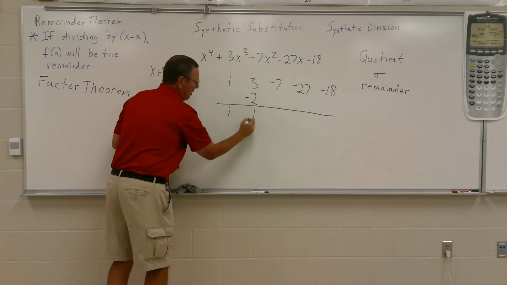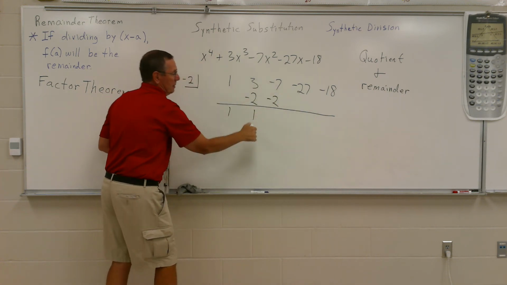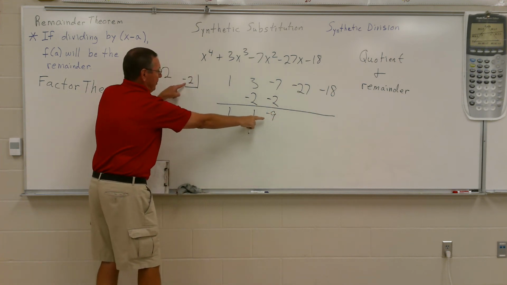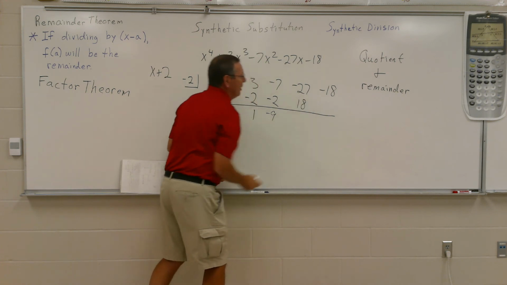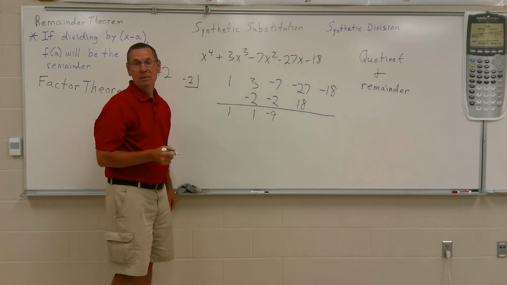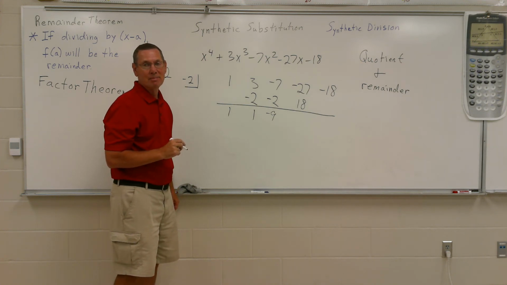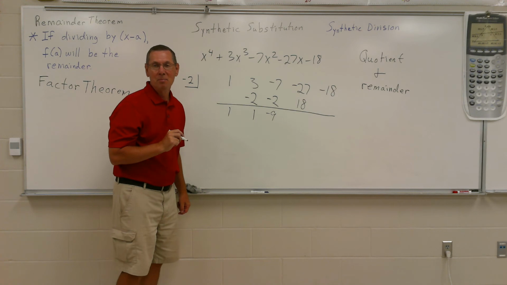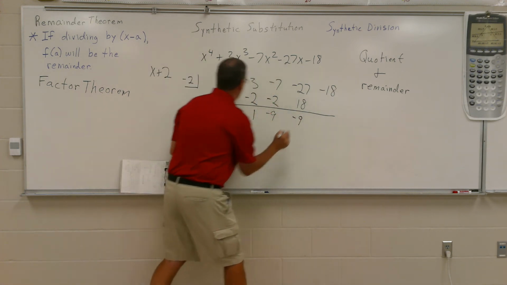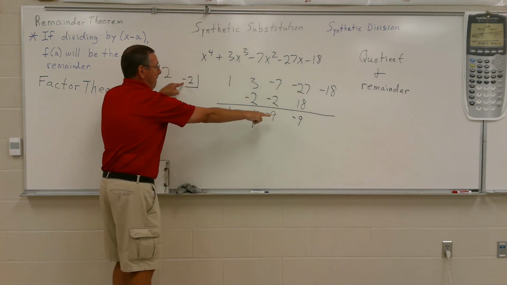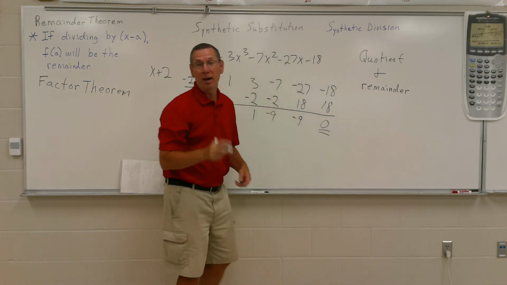Add. 1. Multiply. Negative 2. And add. Negative 9. Multiply. 18. Yep, we all know how to multiply and add. Add. Negative 12. Add. Negative 9. Yep, negative 9. I knew that. And multiply. 18. And add. 0. You should be happy you got a 0.